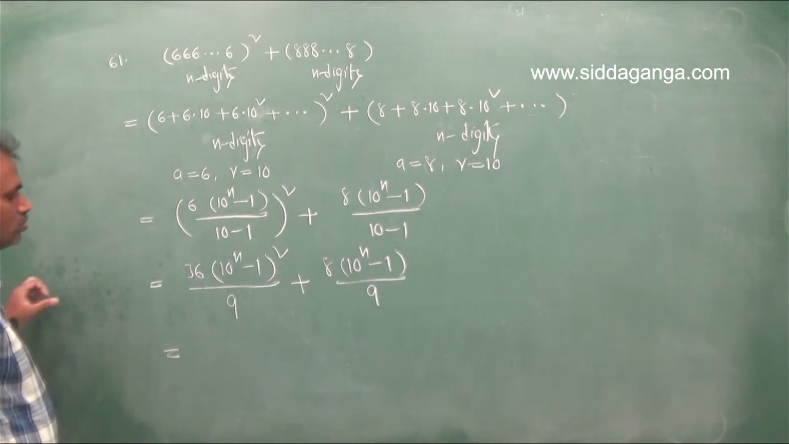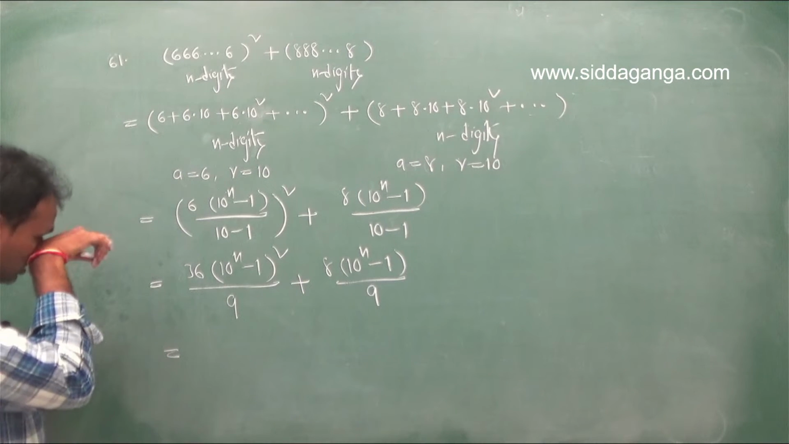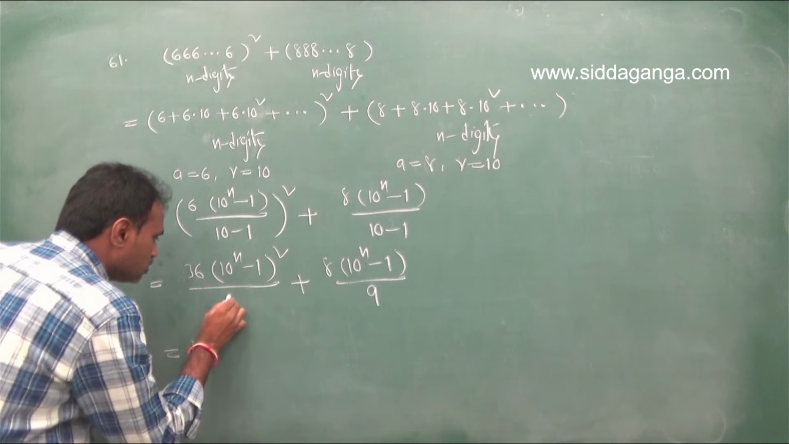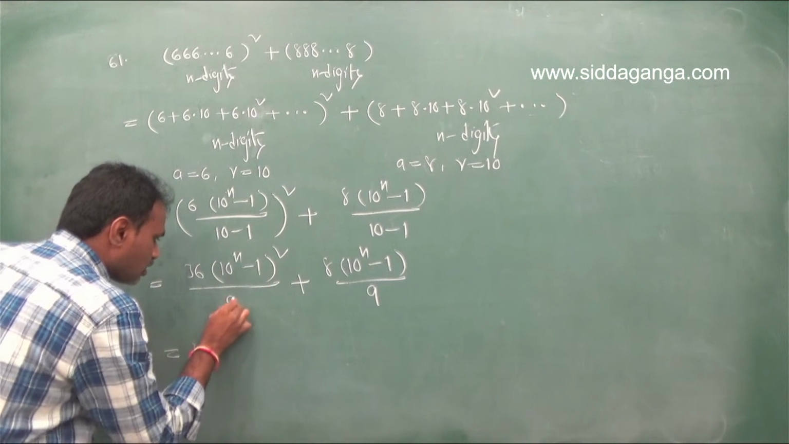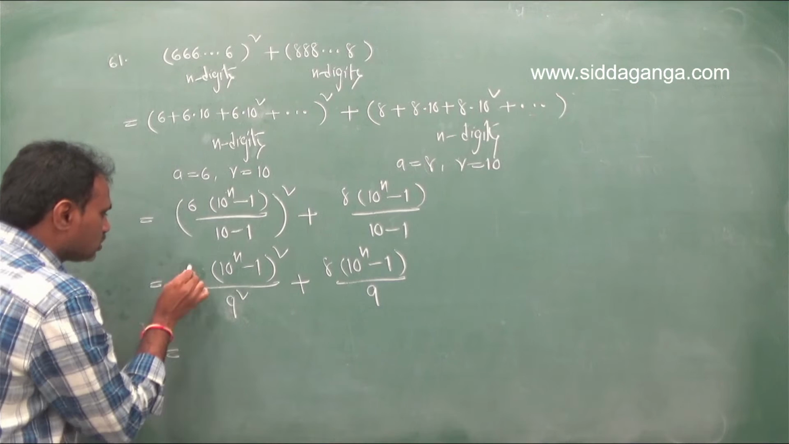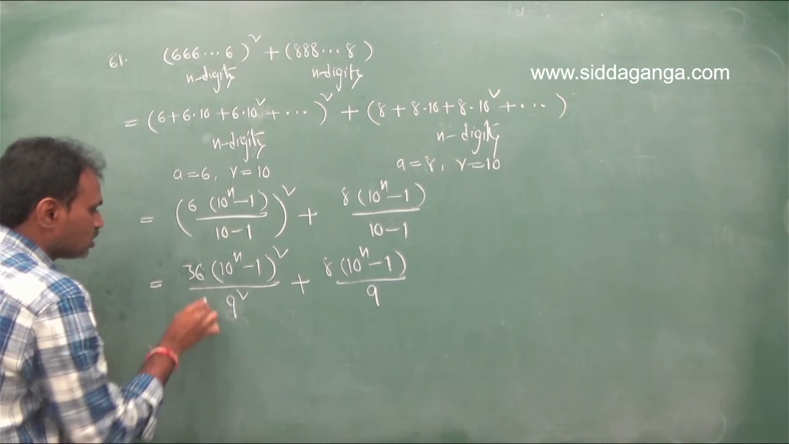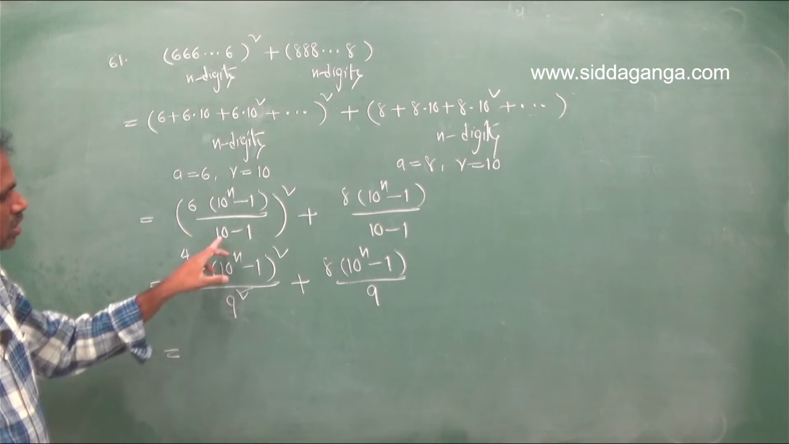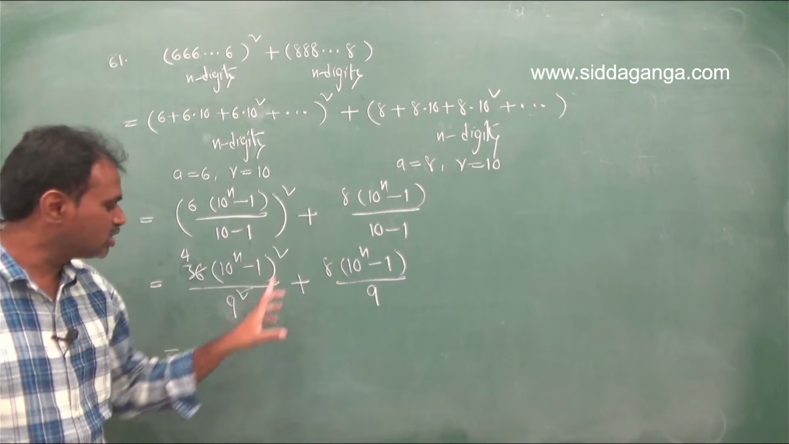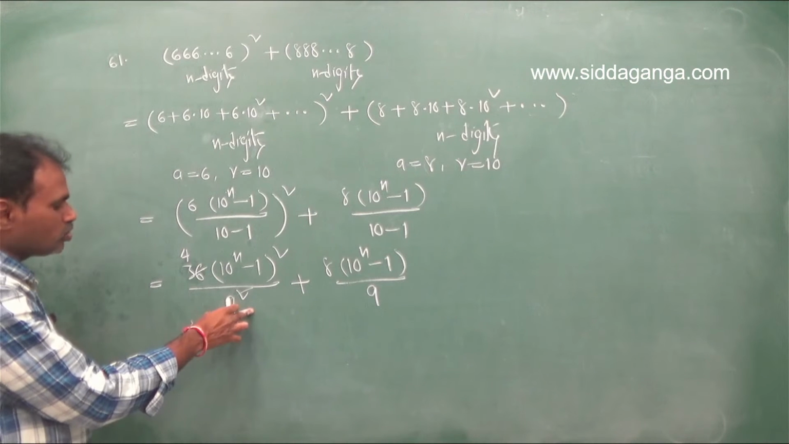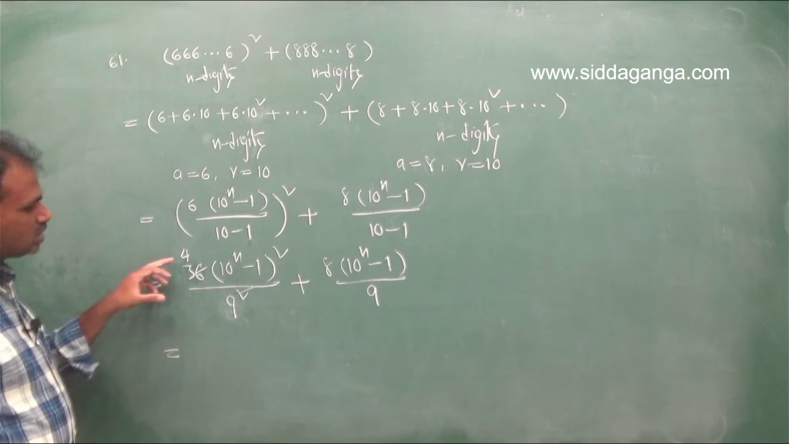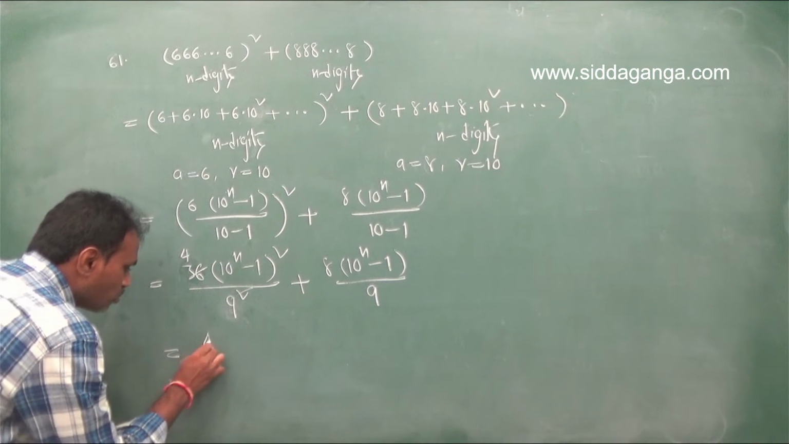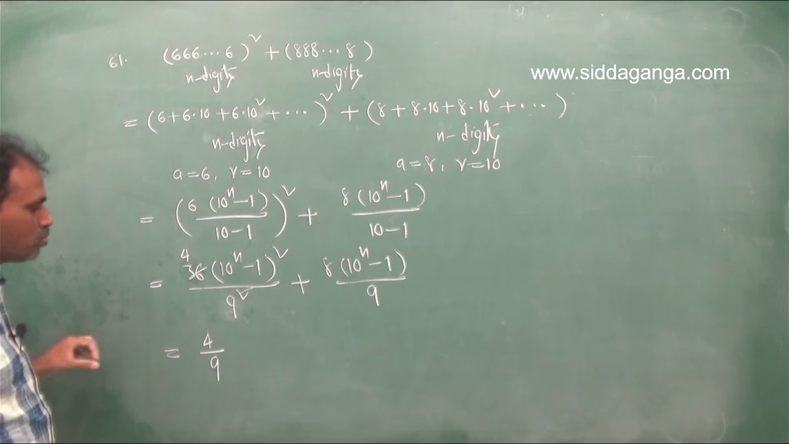Therefore it is 9 square, that is 81, and it is 36 by 9 square. 10 minus 1 is 9, 9 whole square is there. Now 9 into 9 you can write, 9 fours 36. Therefore here 4 by 9, here 8 by 9 is there. You can take 4 by 9 common.